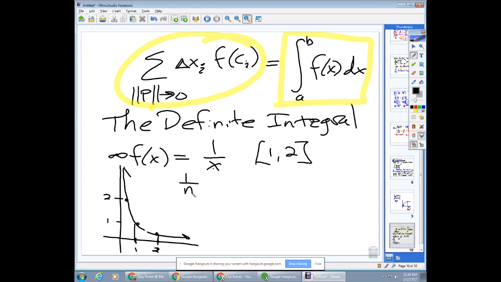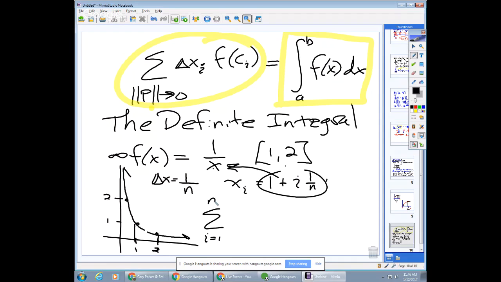Okay, so that would be my delta x. And then my x sub i's would just be starting at 1, add i multiples of 1 over n. And when we throw that all together, so this is the number I get to plug into my function to get the height of each rectangle. My sum looks like this. The sum as i goes from 1 to n of the width, 1 over n, times the function 1 over this x value, 1 plus i over n.